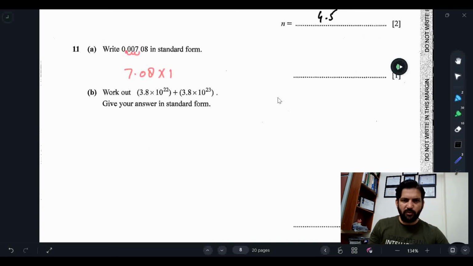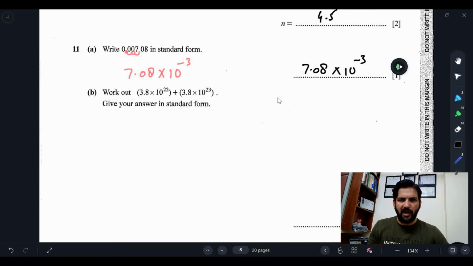Now let's move to the next one. We have to write it in the standard form. So 1 2 3. So this will be 7.08 multiplied by 10 raised to power. Now we are moving towards the right side, so it means we have to use the negative sign. Similarly, what we have to do over here in the second part. In the first part, the final answer will be 7.08 multiplied by 10 raised to power minus 3.